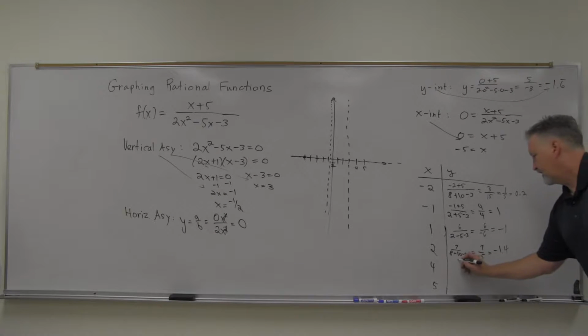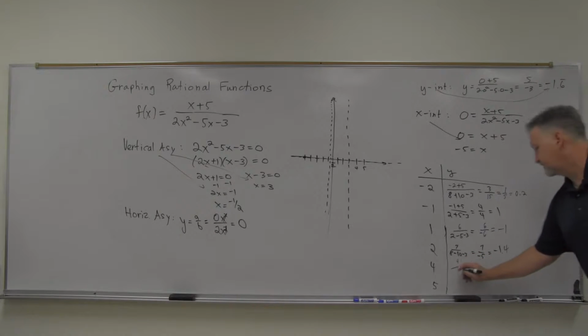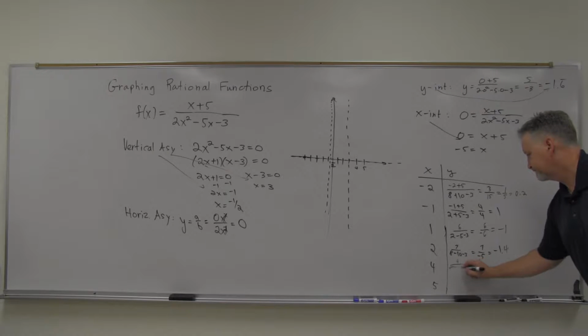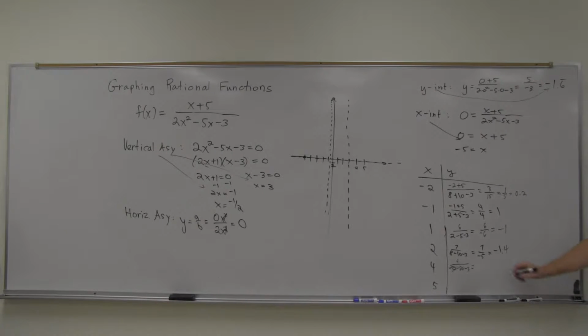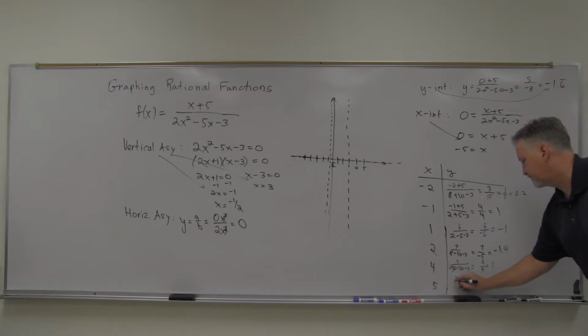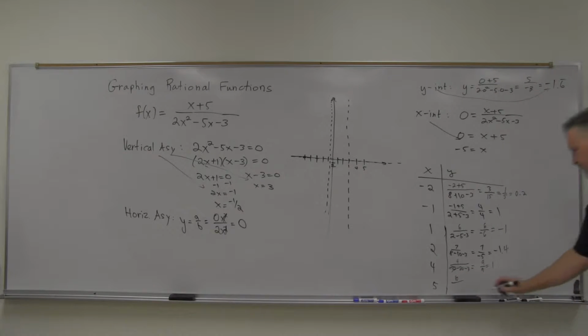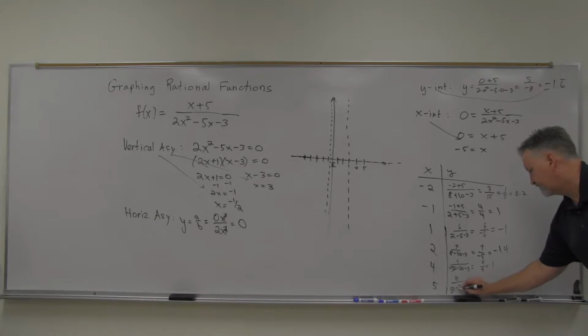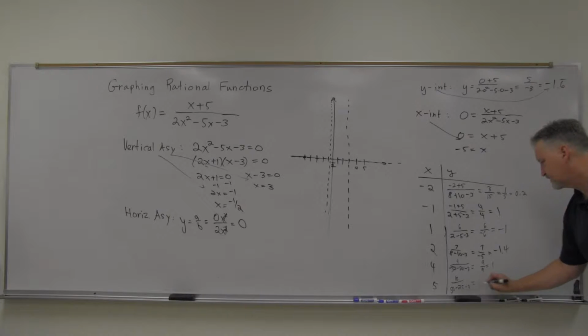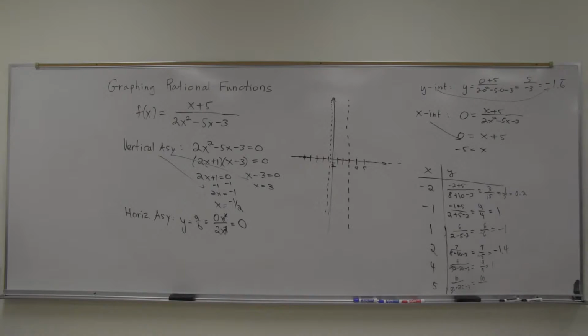Then 4, we got 9 over 2 times 16, so that'd be 32. Minus 20, minus 3. 9 over 9, right? Just 1. And then 5, we've got 10 over 2 times 25, so that's 50. Minus 5 times 5, that's 25, minus 3, so that's 10 over 22.